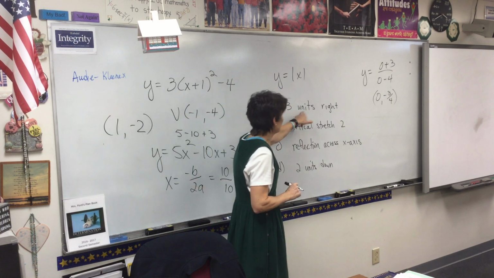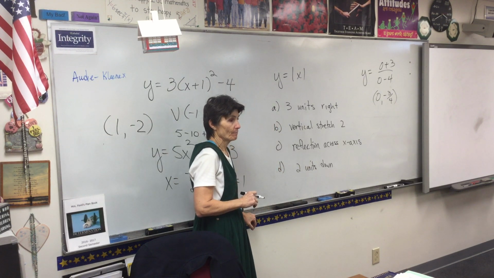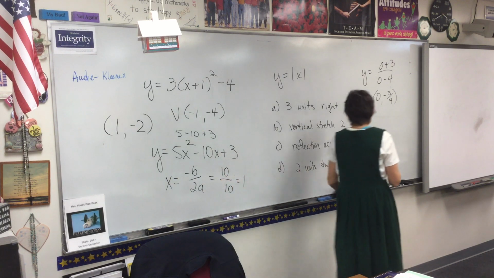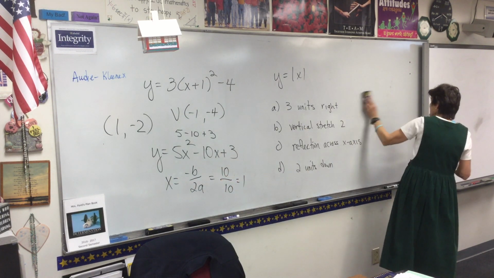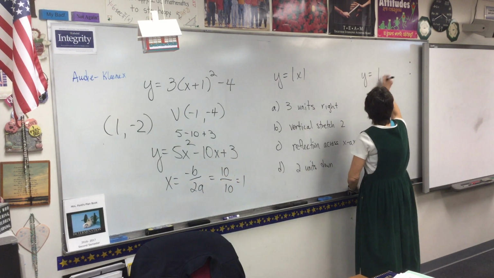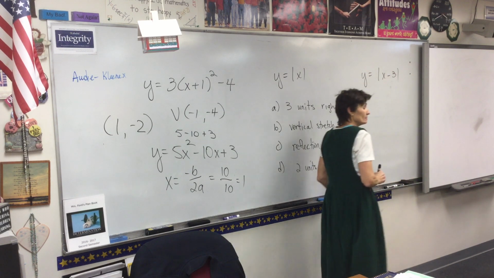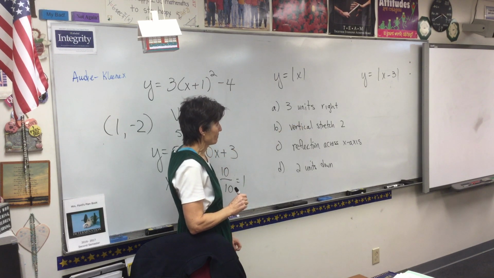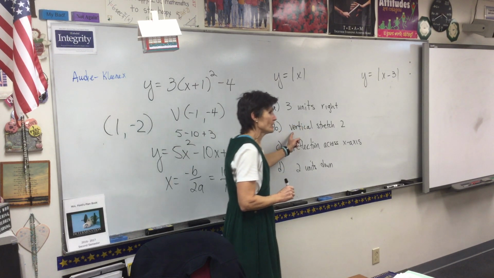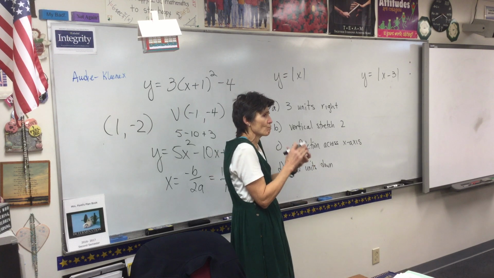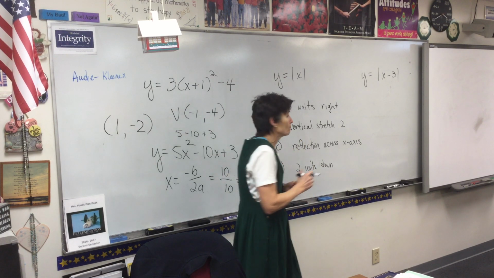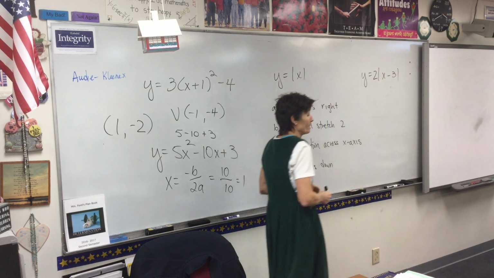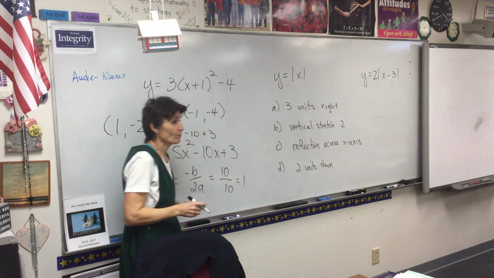Well, first of all, how do you move it 3 units to the right? X minus 3. So the first thing you're going to do is inside the absolute value, you're going to have x minus 3. That moves you 3 units to the right. And now, a vertical stretch of 2. How do we stretch vertically? With a times. Put a coefficient right out here in front. Right out in front of the problem.